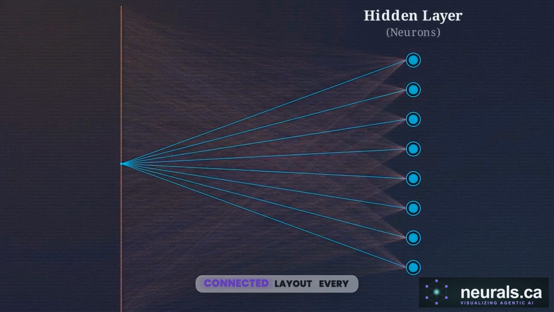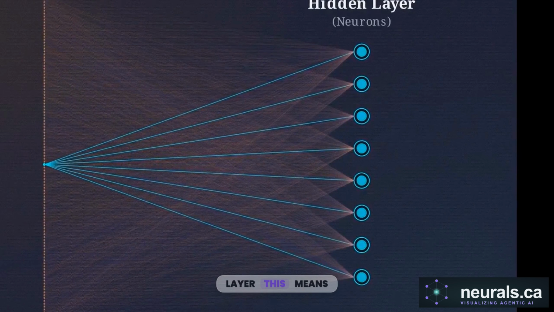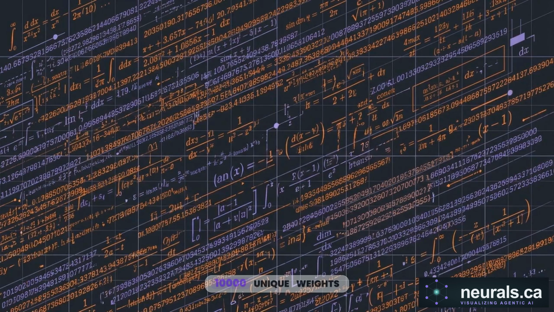In this fully connected layout, every pixel wires to every single neuron in the next layer. This means one neuron requires 10,000 unique weights. Scaling this to a functional model results in millions of parameters for a single tiny image.